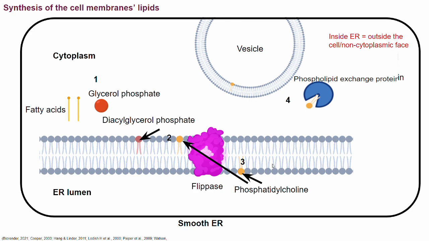Now the fourth and final step is basically transport of this lipid. So it could be transported through vesicles, for example to the cell membrane, or through a protein called phospholipid exchange protein. So this protein will pick this lipid individually and will take it to the membrane that needs this lipid, for example, the membrane of the mitochondria. So this usually works within the cell, or in this case, it's usually the cell membrane or outside the cell somewhere.